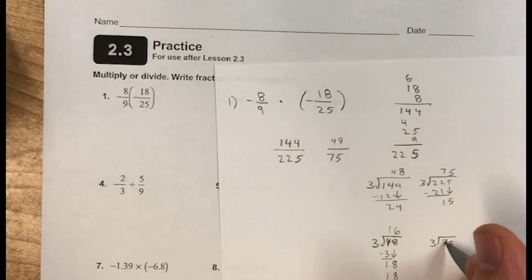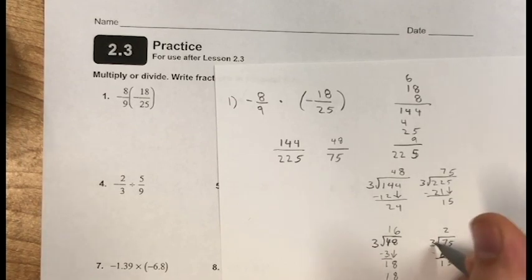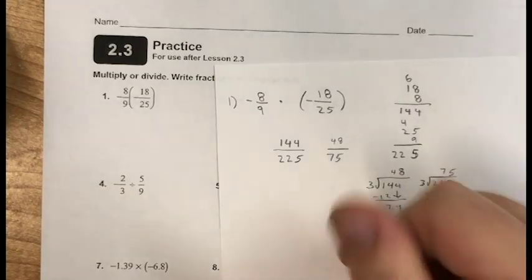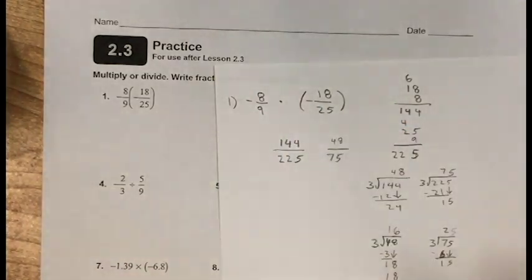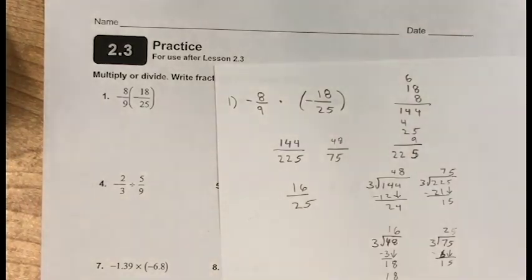All right, so 3 can go into 7 2 times. Okay, oops, that should be a 6. Subtract, bring down my 5, and that can go in there 5 times. So I found out that my final fraction, when simplified, is 16 over 25.